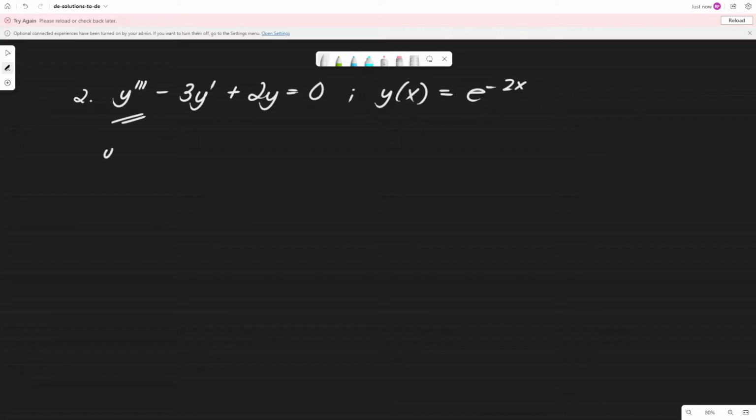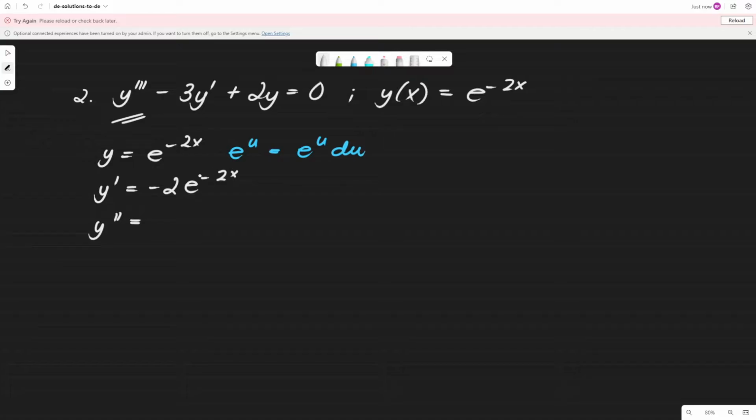So we have y is equal to e raised to negative 2x, and we know that the derivative of e raised to u is e raised to u du. The derivative of negative 2x with respect to x is negative 2. So we have y prime is equal to negative 2 e raised to negative 2x. Next, let's find the second derivative.